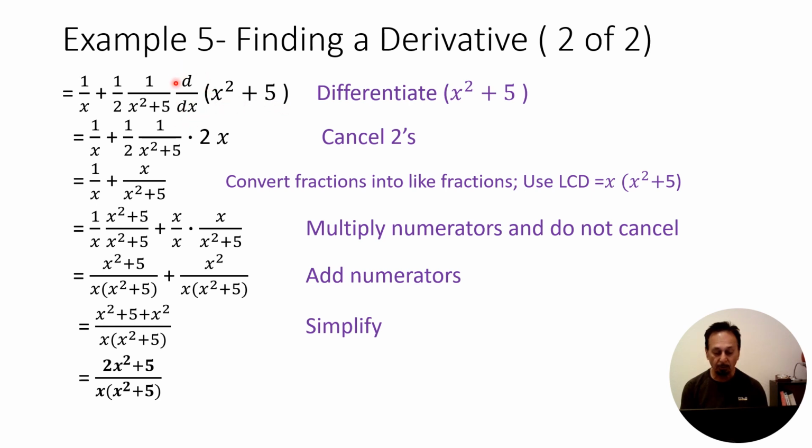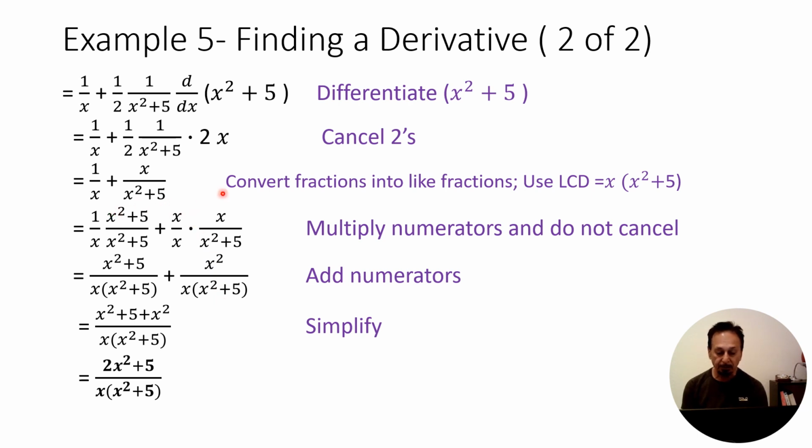Now there's a d over dx operator which tells you to differentiate this one. So let's copy down 1 over x, copy down 1/2, and 1 over x squared plus 5, and here we write the derivative. Well, the derivative of x squared is 2x, and the derivative of 5 is 0, so we just ignore that one. Now 2 is in the denominator and 2 is in the numerator, so we can cancel these two. So we now have 1 over x plus x times 1, which is x, over x squared plus 5.